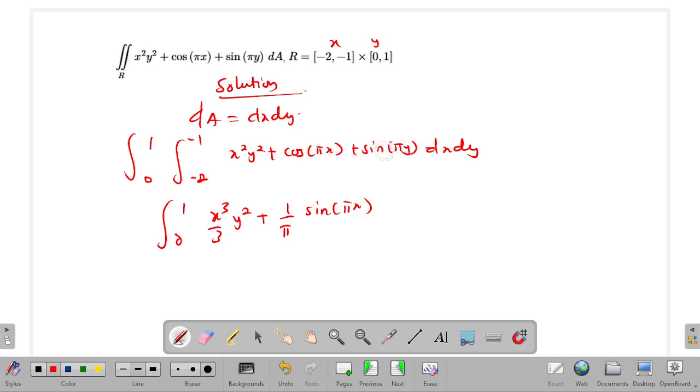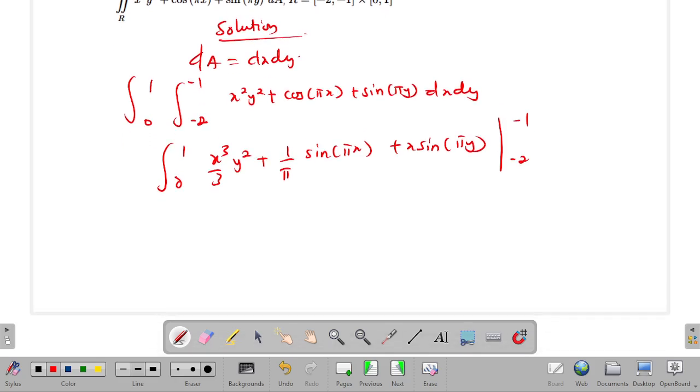Then this term, since there is no x, is a constant. But integrating a constant, you end up generating the variable we are integrating with respect to. So it becomes plus x sine of the expression πy. We didn't touch this, but we brought in x, from -2 to -1. We just do our simple substitution. Wherever I see x, I put -1, then -2. So you have (-1)³ minus (-2)³ all over 3, times y².